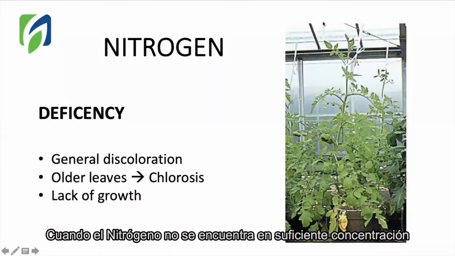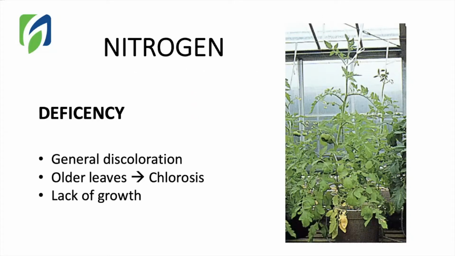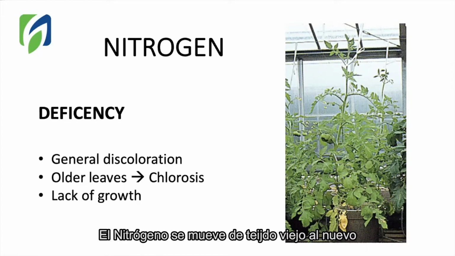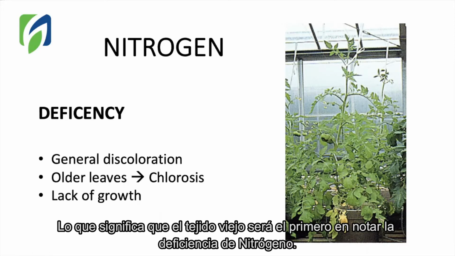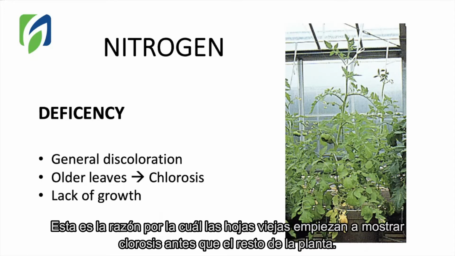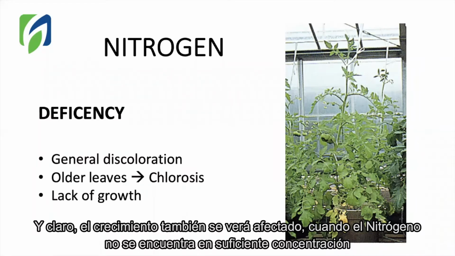When nitrogen is not in enough concentrations, the plant will show a general discoloration. The way that nitrogen moves is as follows. Nitrogen moves from old tissue to new tissue, meaning that old tissue will be the first one to notice the deficiency of nitrogen and will start to show symptoms. This is why old leaves tend to show chlorosis symptoms before the rest of the plant when we have low quantities of nitrogen. And obviously, growth will also be affected when nitrogen is not in enough concentrations.